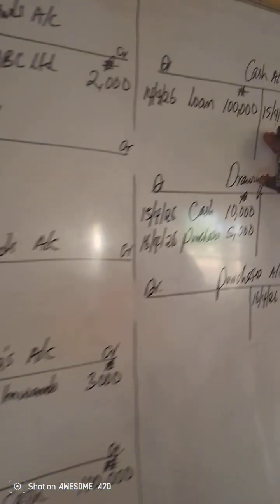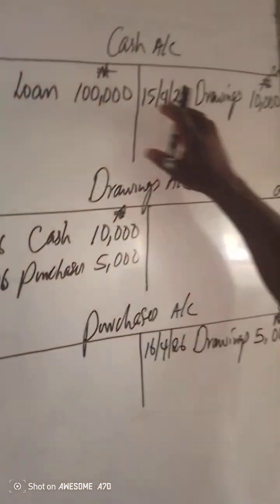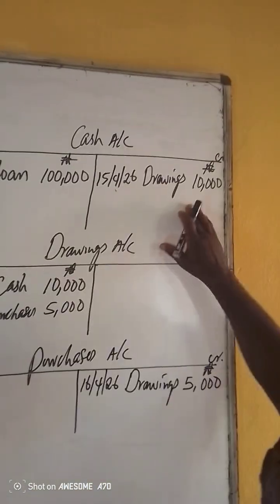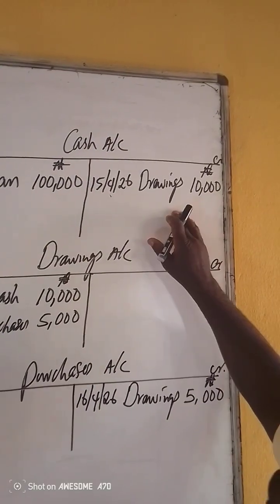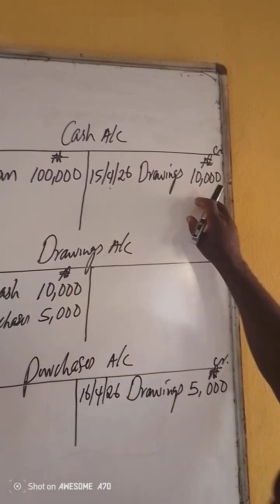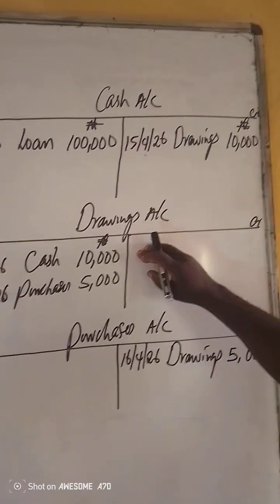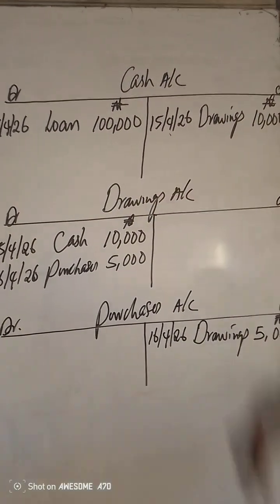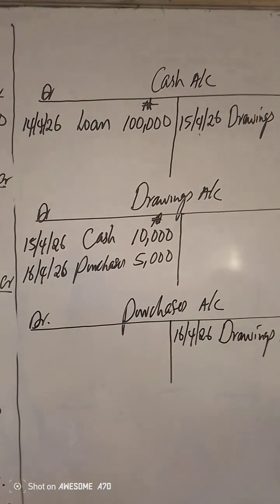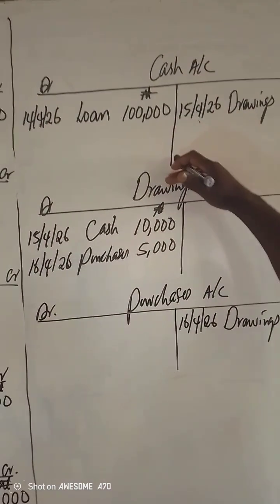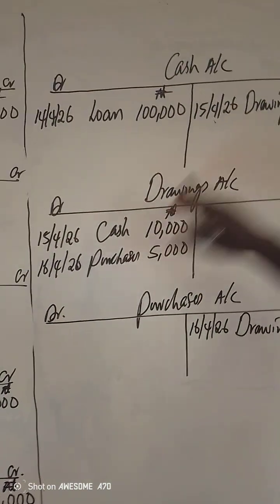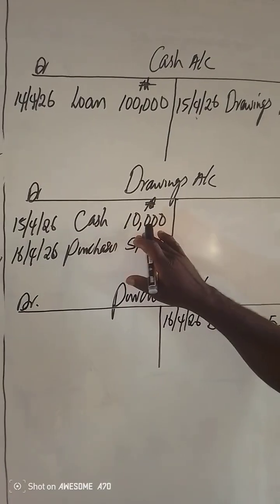Let's see how we record it. We now say that on the 15th of April 26, cash is given to drawing, which we say is personal use, and then 10,000. Then I come and open the drawing account, which is the receiver account. The drawing here stands for the person, which stands for the owner. The account of the owner. The owner is receiving cash from the business worth 10,000.